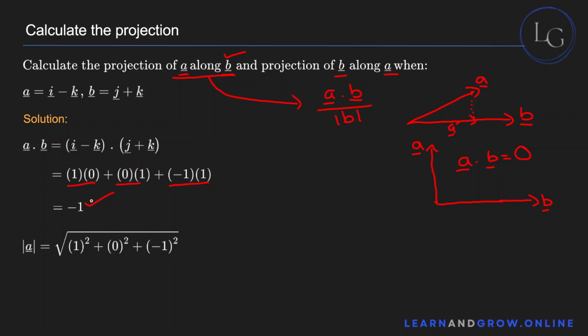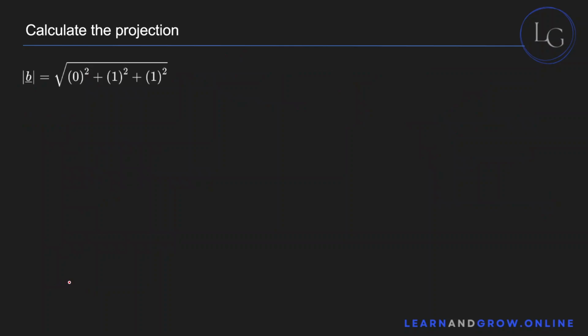Now in the first case where you have to find A along B, you need to find the magnitude of B, and in the second example when it's B along A, you have to find the magnitude of A. So let's just calculate the magnitude of both A and B. The magnitude of A is simply 1 square plus 0 square plus negative 1 square, which will just become under root 2, and the magnitude of B will also be under root 2.